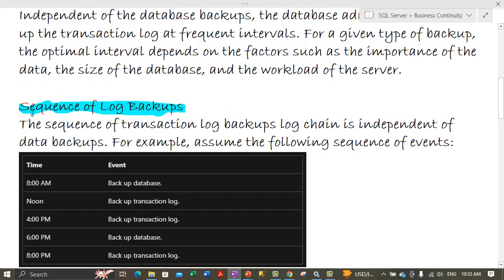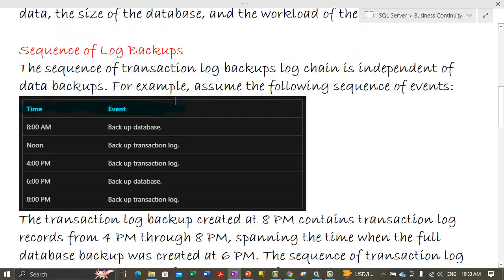Now let's talk about the sequence of log backups here. We have a table below showing the sequence of log backups. The sequence of transaction log backups, the log chain, is independent of the data backups. So transaction log backups are basically independent of the full and differential backups. Basically the frequency is independent of them. For example, we are assuming the following series of events. So this is a table.